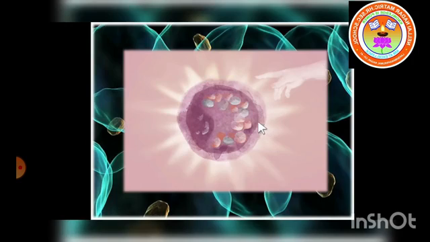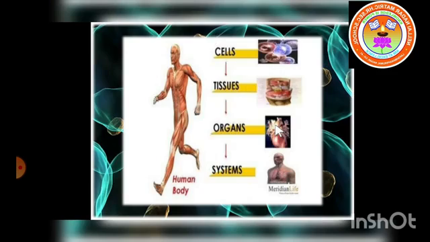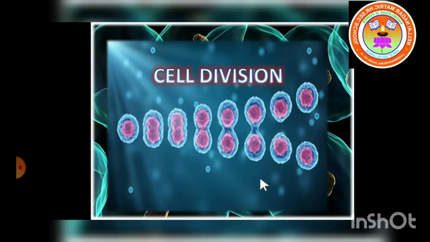Children, are you aware that all living organisms start their life from a single cell? You may wonder how a single cell then goes to form such a large organism. All cells reproduce by cell division, and the division of cells into daughter cells is called cell division.